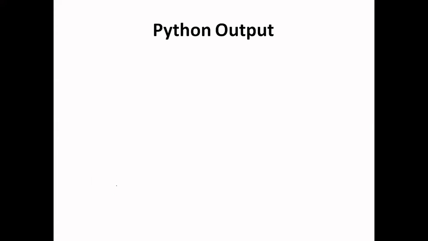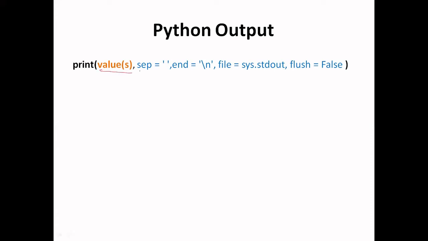Let's see the Python output, which is done by the print function. The print function has the following syntax. Basically, it contains several arguments. The first argument is the value part, which can take more than one value or zero values also. The second part is a keyword argument, sep, which stands for separator. Next is again a keyword argument, end, with its default value set to \n, that is the new line. The next keyword argument is file, where the output will be printed. Its default value is set to sys.stdout, which is our console screen.